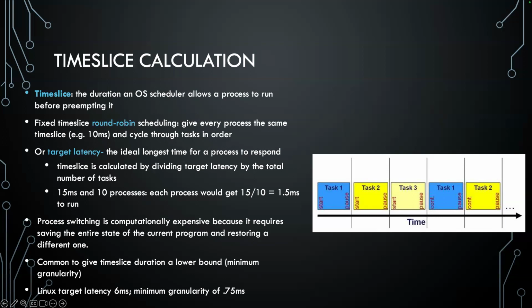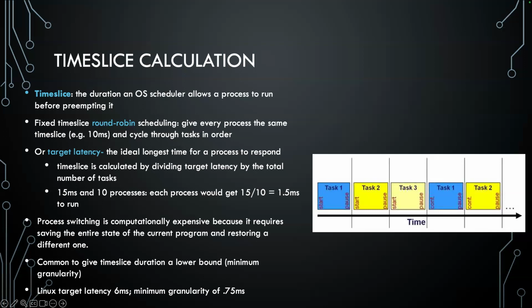The second one is going to be, there's some target latency. And so there's this ideal longest time for a process to respond. So the time slice is going to be, you take your ideal latency, you divide that by the number of processes, and then that's the time slice that's available. So if your latency target is 15 milliseconds and you have 10 processes, they're each going to get 1.5 milliseconds to run.